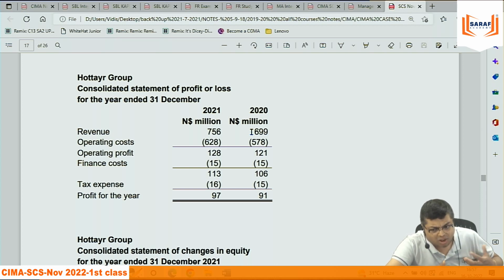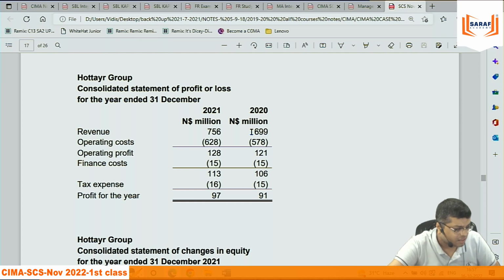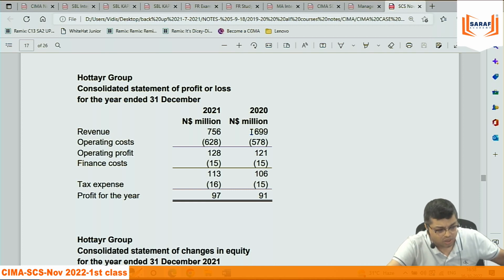Now what can be the logical reason for this? Why has our operating profit margin gone down? Why have our operating expenses increased in a greater proportion than the sales revenue? Nowhere is it written in the case. What can be the logical explanation?